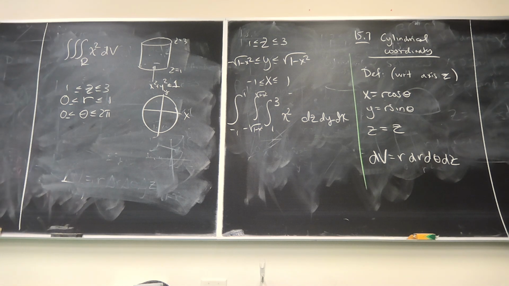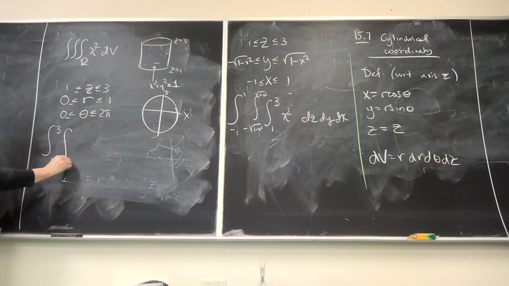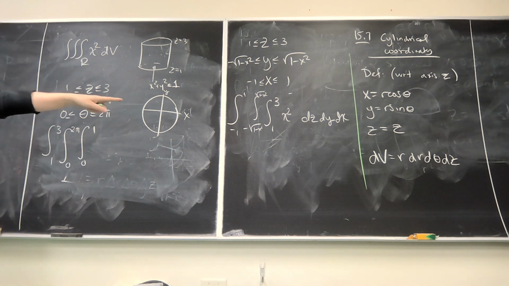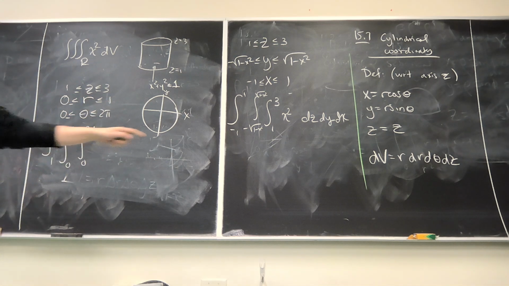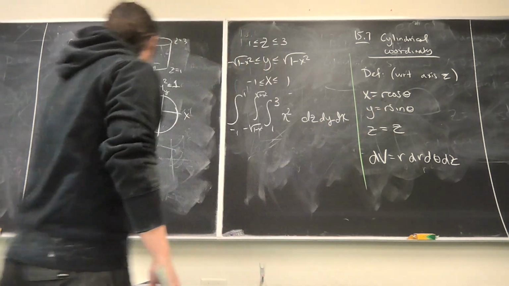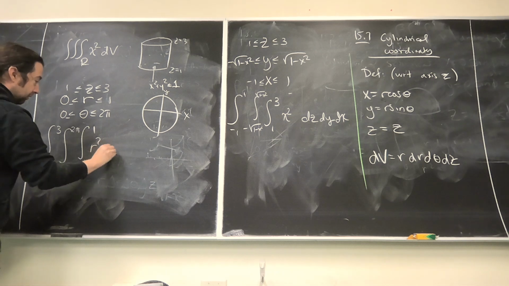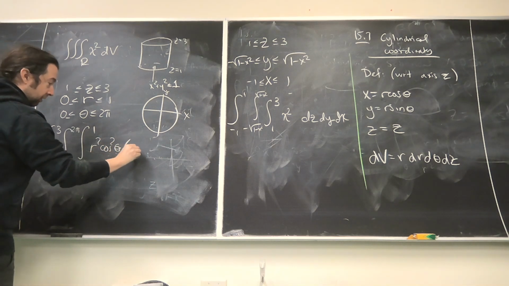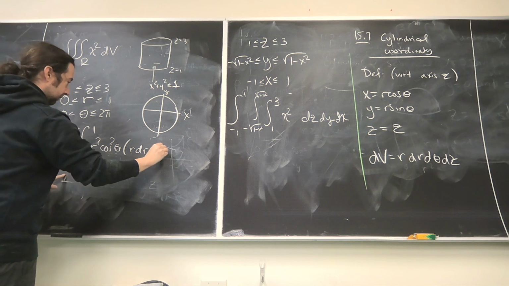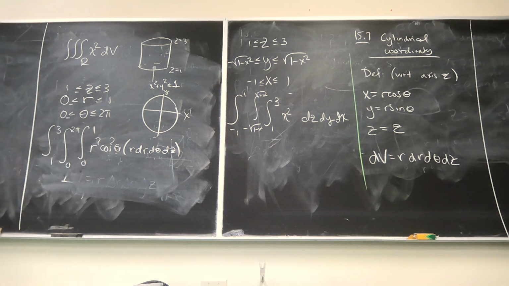So if I rewrite the same exact integral that we have written right there, but with respect to this, now I could just write the integral from 1 to 3 of the integral from 0 to 2 pi of the integral from 0 to 1. Oh, darn, there's an x squared right there. But I know that x's can be replaced with r cosine thetas. So I'm going to get r squared cosine squared theta, r dr d theta dz. And that is a much easier integral than that one. Much easier.